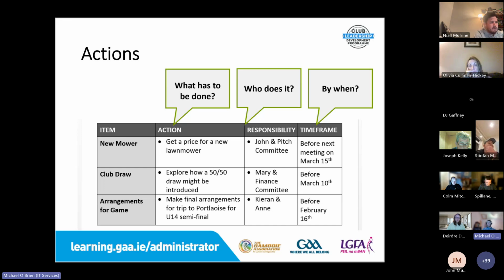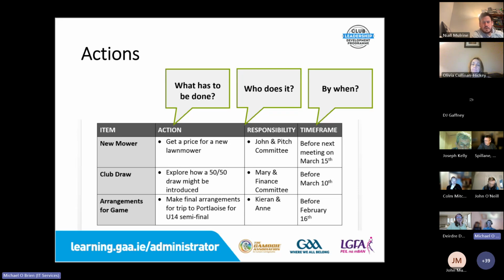I know an Excel like this would be simple to produce from an action planning perspective, but why reinvent the wheel when it's available from learning.gaa.ie? You just download it and you can tailor it to suit yourself. This is just a quick action planning document. And the report from Club Compass, you can use the output from that to fill your action plan. Then it's up to you to say, right, what has to be done? Who does it? And when do I want it done by?